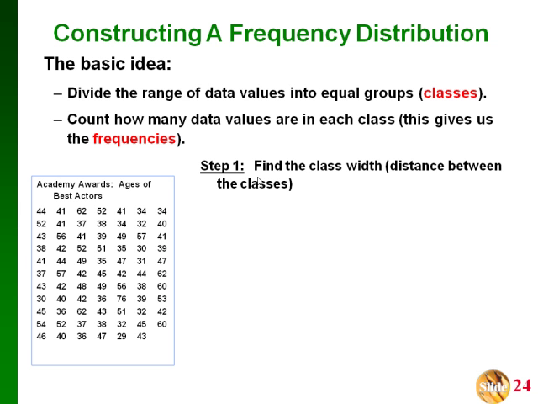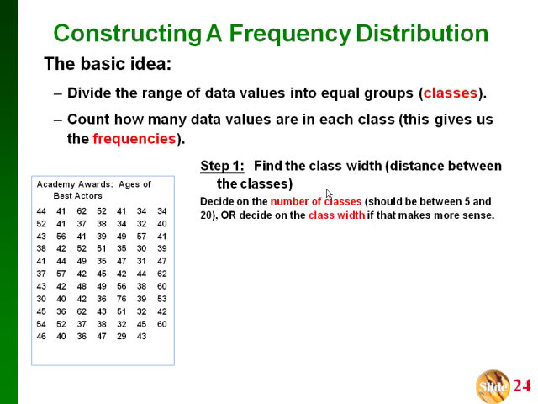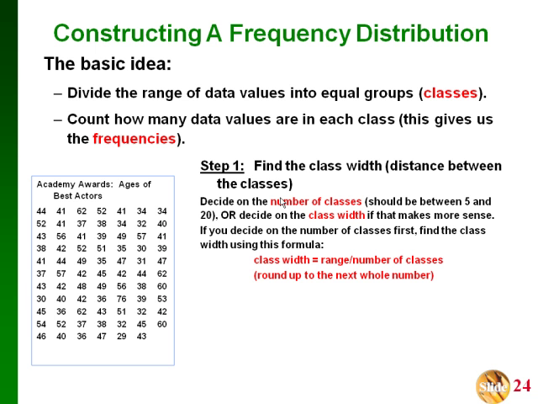So step 1 is going to be to find our class width. Now we can do this a couple of different ways. We can decide on how many classes we want, and the number of classes really should be between 5 and 20. Or we can decide on the class width if that makes more sense for our data. If you decide on the number of classes first, then to find the class width, you use this formula. You take the range divided by the number of classes, and then you round up to the next whole number. And remember, by range, we mean the maximum data value minus the minimum data value.